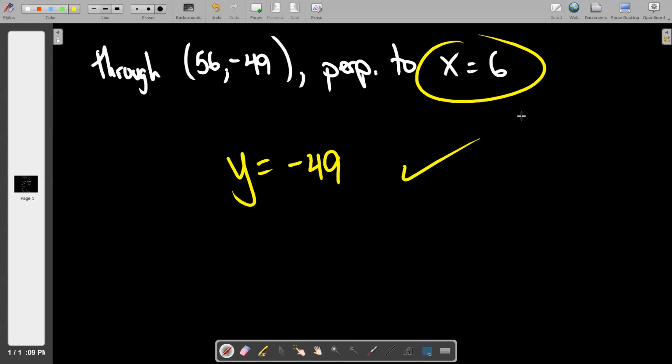So the top 6 questions on the worksheet, the lines are all parallel. The bottom 6, they're all perpendicular. And if you have questions, you just got to let me know. I imagine you'll get it done today.